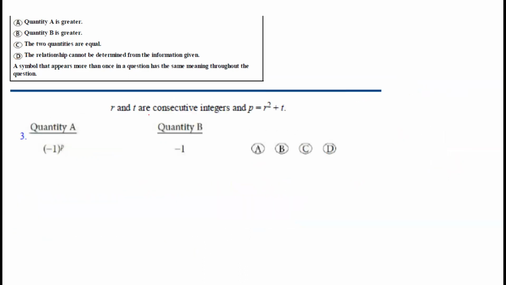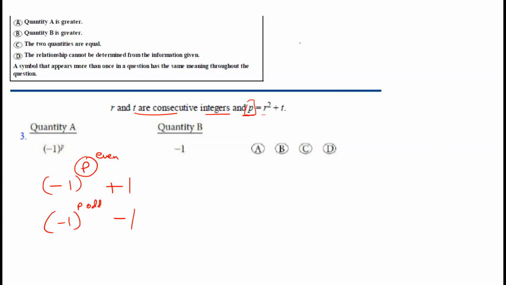Question 3, r and t are consecutive integers and p equals r squared plus t. Now we have this number -1 raised to power p. If p is an even number, then -1 raised to power an even number is always a positive number. And if p is an odd number, then this will be a negative number. So -1 raised to any even number would be +1, and -1 raised to an odd number will be -1. We need to just find out whether this p is odd or even.